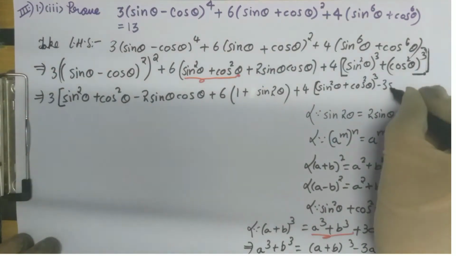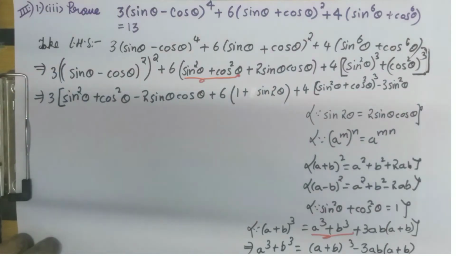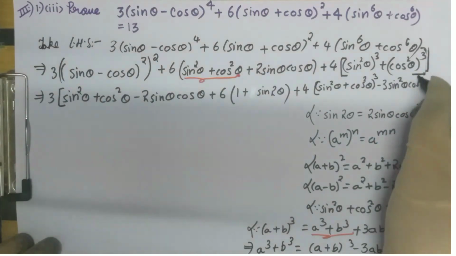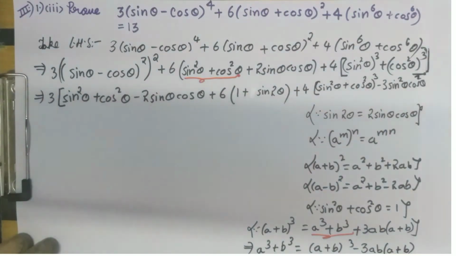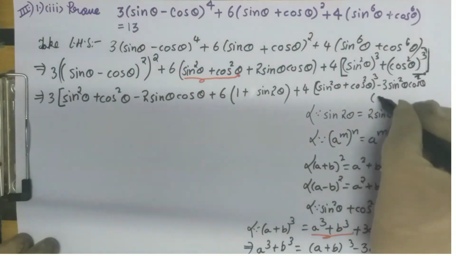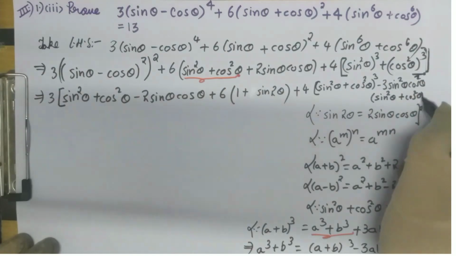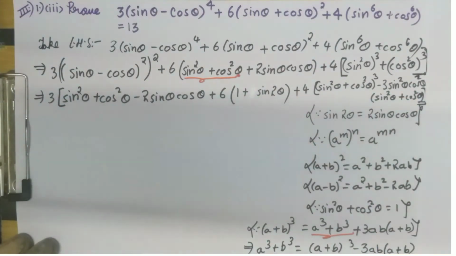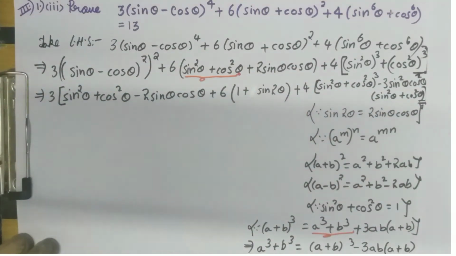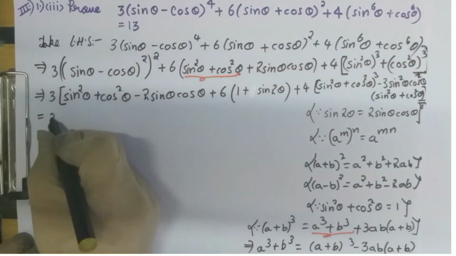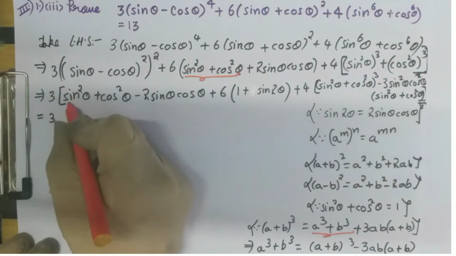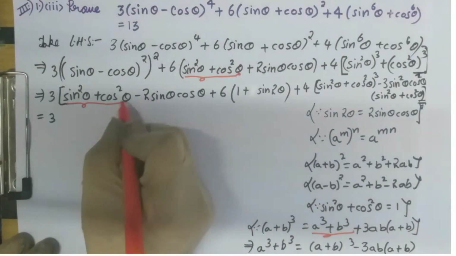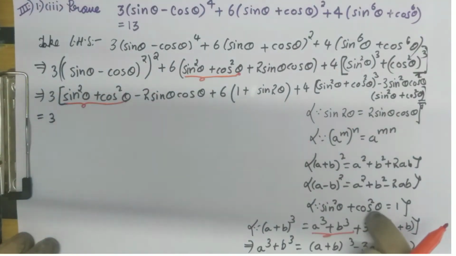A here is sine square theta into B here is cos square theta into we have A plus B. That is A here is sine square theta plus B here is cos square theta, and then we'll close the square bracket. Okay. So we have 3 into, again observe this. This is of the form of sine square theta plus cos square theta.